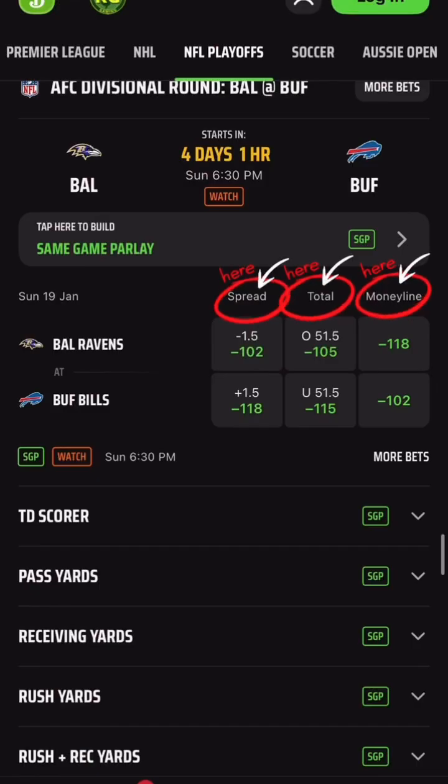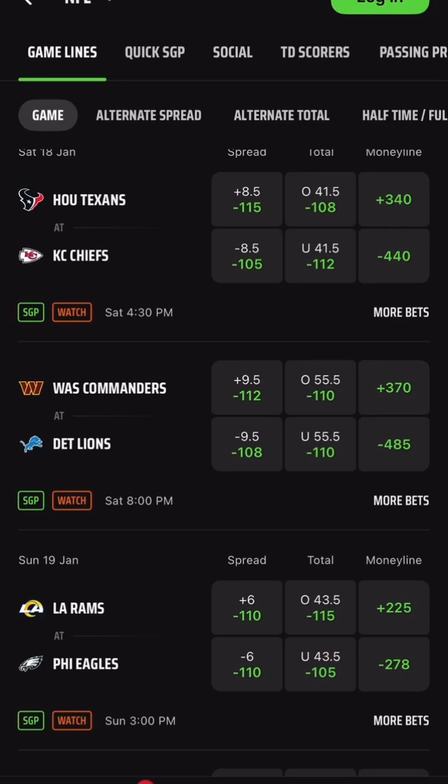So with the parlay, I could bet on more than one thing to happen. I could bet on the spread, I could bet on the over and under, and I could bet on the money line. And I can also bet on other teams. I can do the same thing with other teams all on one ticket. Not only that, but I could also bet on other sports as well. It just doesn't have to be football.